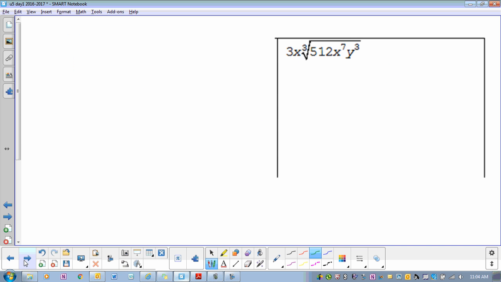All right, let's look at that last one there. 3x times the cube root of 512, x to the 7th, y cubed. Okay, so guys, this 3x is just going to wait. So in my answer box, I'm going to put 3x because it's already outside. Okay?